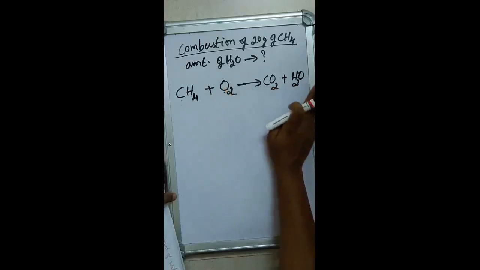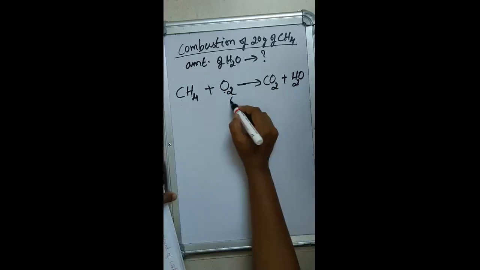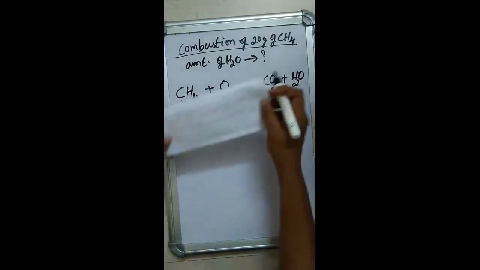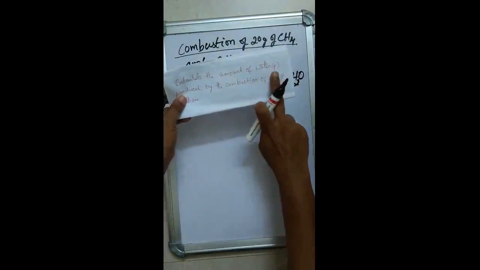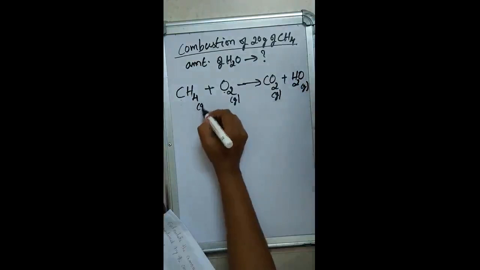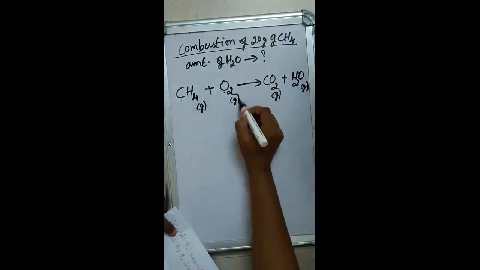Oxygen is always in a gaseous state. Of course, carbon dioxide is always in a gaseous state. Water is given here as a water molecule in the gaseous state, so I will write gaseous state. Methane, of course, is also in the gaseous state.